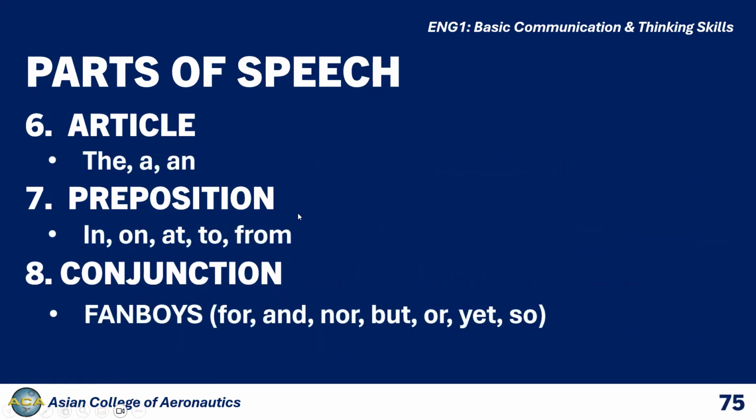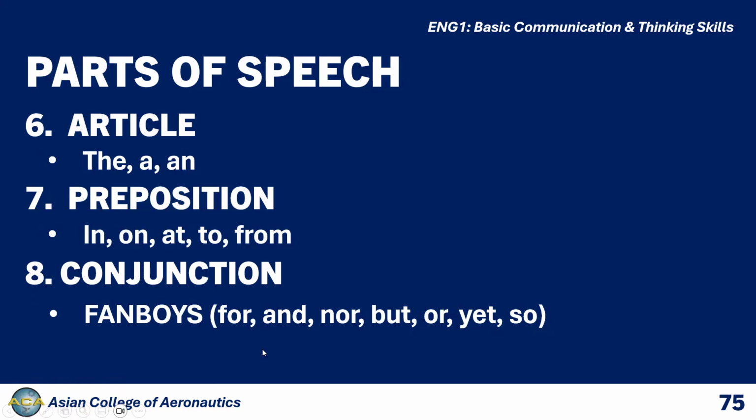An example of article: the, a, an. So basically, these are the articles or the determiners. Okay. In other terms, preposition, these are in, on, at, to, from. So it describes the time, place, okay, or spatial relationship. And conjunction, these are the words that we use to connect words, phrases, and clauses.